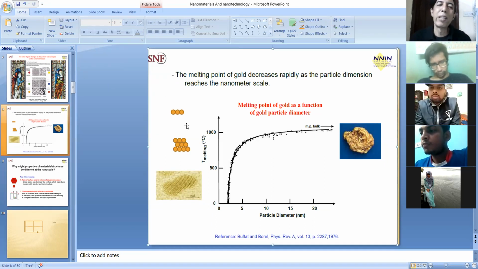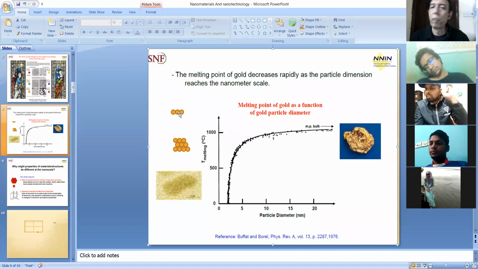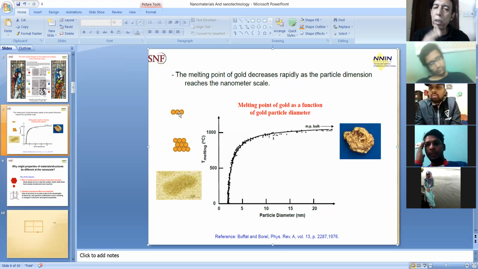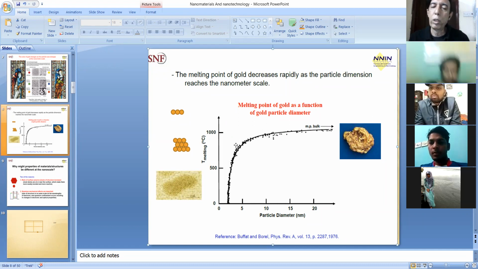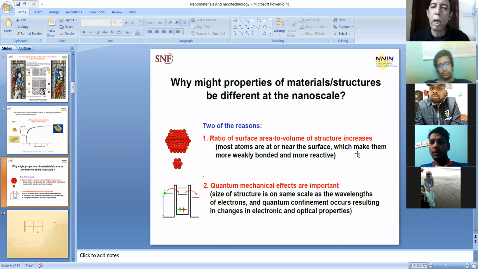But if there are 3 to 4 bonds, then you have to break 2 to 3 bonds to bring them apart. For that, the melting point of gold decreases. So, which make them more weakly bonded and more reactive.